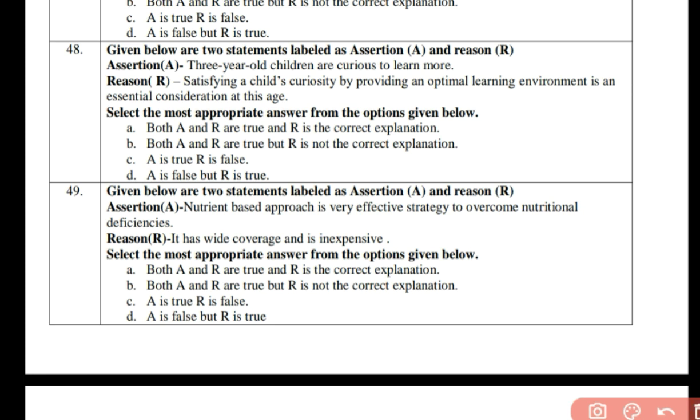Okay, now let's move further to the next part. The next part is section C, which I won't start today. Today we were dealing only with the assertion based questions, and so I won't move any further.